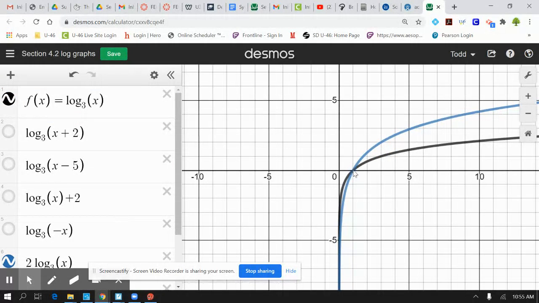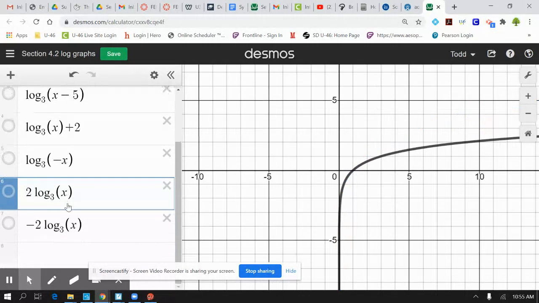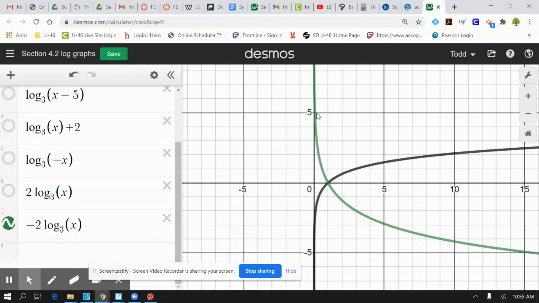And so I still have this x-intercept of 1, 0, and notice 3, 1 became 3, 2. This right here looks like 9, 2. It becomes 9, 4. You're doubling all the y values. And then multiplying all the y values by negative 2, we'll just flip it upside down and stretch it by 2. Still has that vertical asymptote, still has a range of all real numbers.